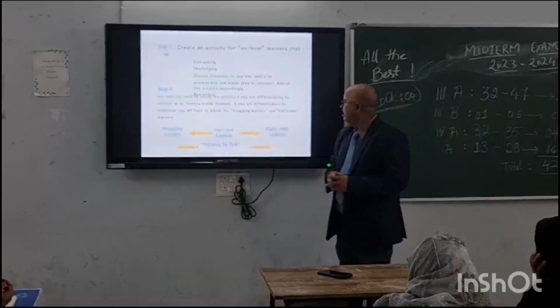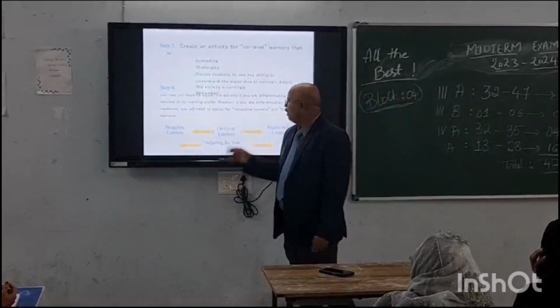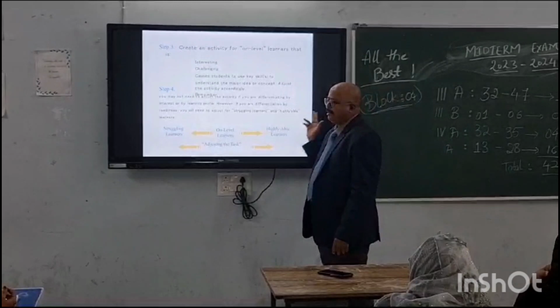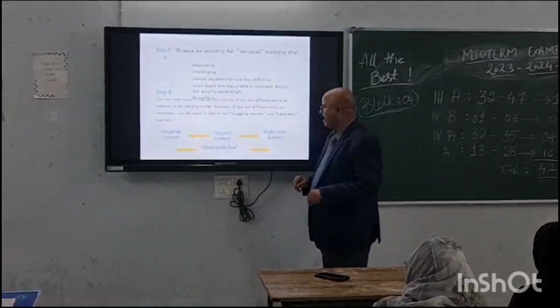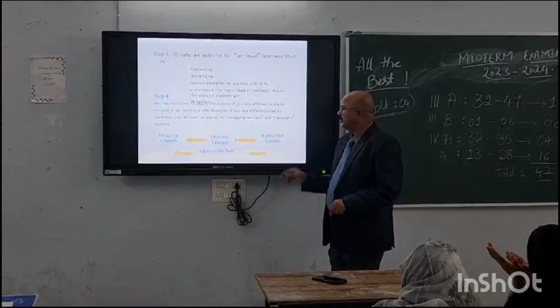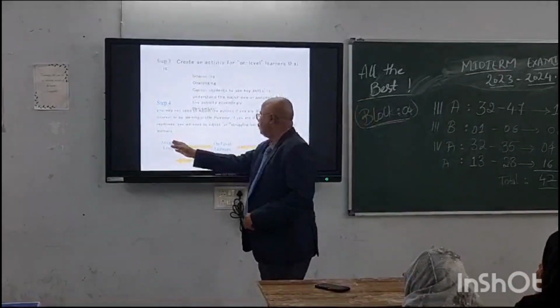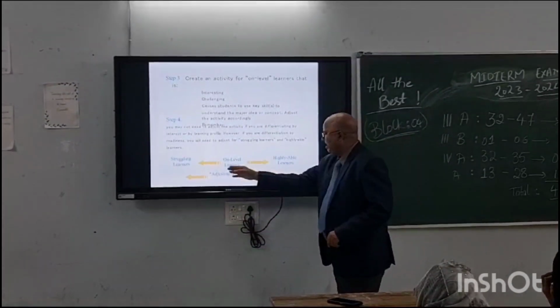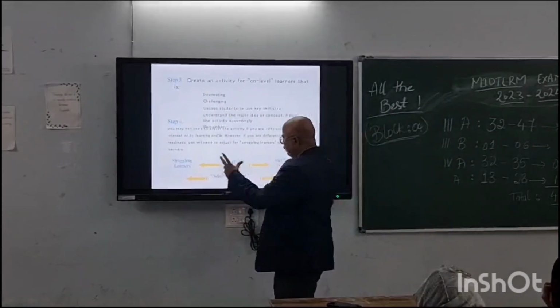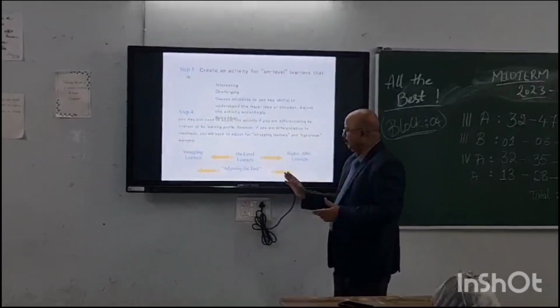However, if you are differentiating by readiness, you will need to adjust for the struggling learners, meaning those are weak students. It is particularly mentioned that only those students who are below level are asked for this. So here it is clearly mentioned: struggling learners, on level, highly able, adjusting. Depending on these three levels, you need to see which side you are supposed to take.